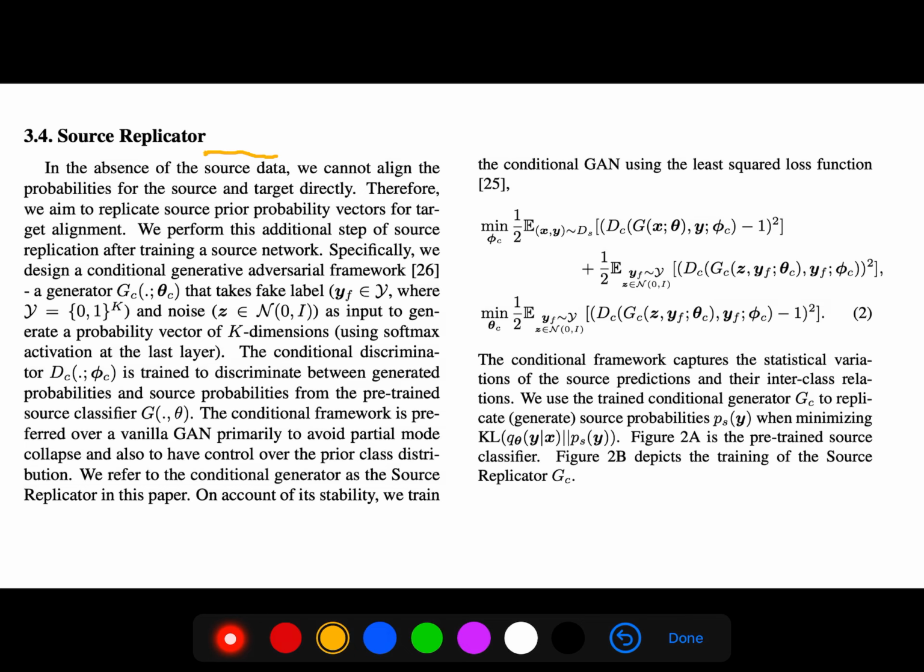So we train this conditional GAN. It's not an ordinary GAN, it's a conditional GAN using the least squared loss function. The conditional framework captures the statistical variations of source because we care about interclass relations. We use the trained conditional generator to replicate or generate source probabilities when minimizing the KL divergence between our approximated distribution and the true distribution and the prior source distribution.